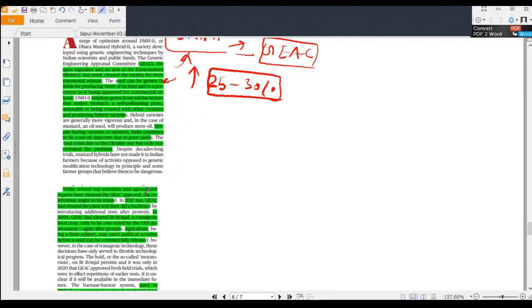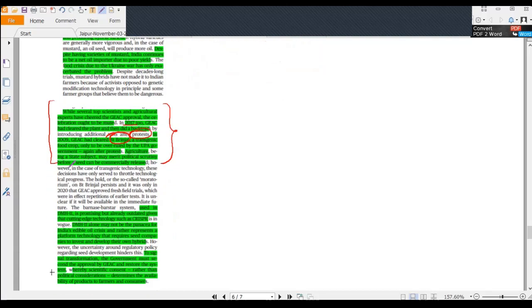It says that in 2017 as well, GEAC cleared a plant and did a backtrack after the protest. Further, in 2009, it cleared BT brinjal, but after protest, it took back its decision. Why? Because agriculture is a state subject, and that is why the approval of these food crops is not easy.